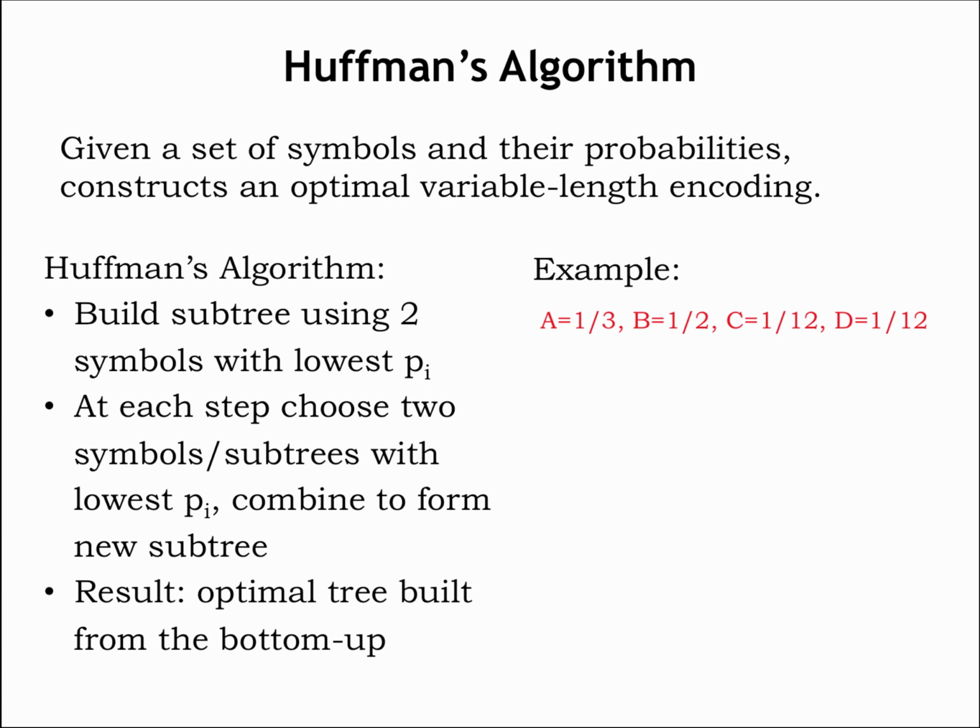Given a set of symbols and their probabilities, Huffman's algorithm tells us how to construct an optimal variable length encoding. By optimal, we mean that, assuming we're encoding each symbol one at a time, no other variable length code will have a shorter expected length. The algorithm builds the binary tree for the encoding from the bottom up.